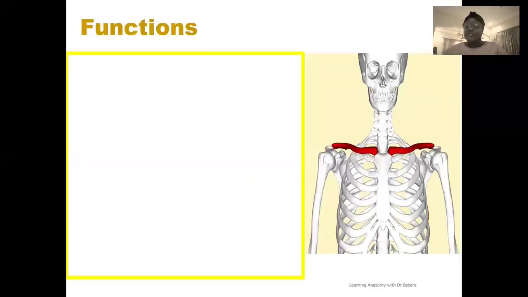So let's highlight the functions of the shoulder girdle. This is where we have the scapula at the posterior region, and in the anterior region, we have the clavicle. These two bones are connected around the shoulder region, where they form the shoulder girdle. Now let's go back to the functions of the shoulder girdle.